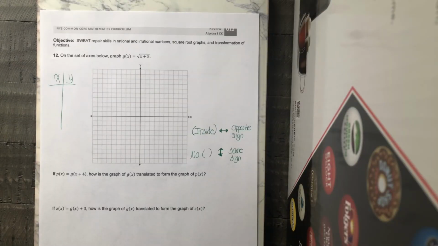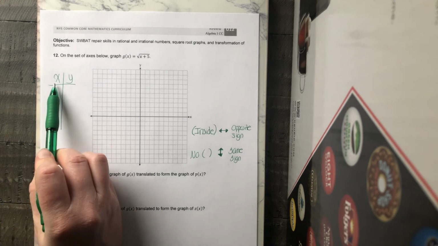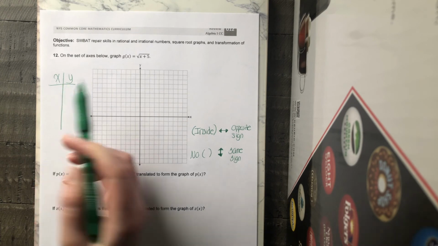So it says, on the set of axes below, they want us to graph g of x, which is radical x plus 5. Or it's that square root function, the square root of x plus 5. It's two different ways of saying the same thing. So if I want to graph, like we always do, we always jump to our calculator, and then we look at the table for those x, y values. So that's what I'm going to do.